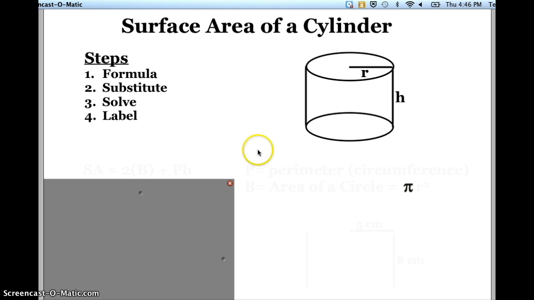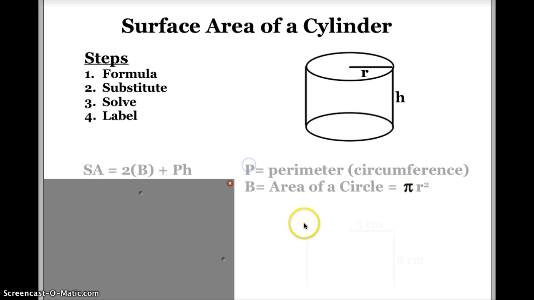So here's how I state my surface area. Here's the formula for surface area. When you take the MCA test this spring, they're going to give you a formula of 2 bases plus perimeter times height. Now the perimeter of a cylinder is just going to be the perimeter of the base, which is a circle, and the perimeter of a circle is the same thing as a circumference. And the base is just going to be the circle, and the area of the base is going to be pi r squared.